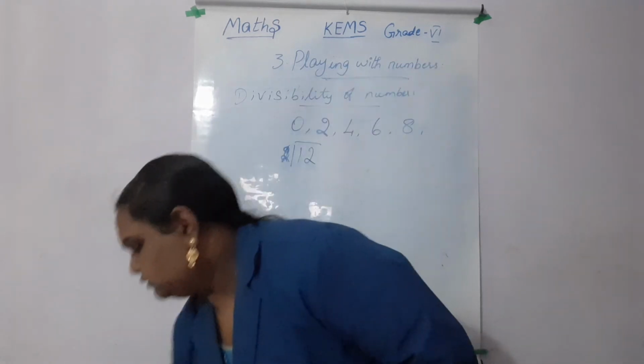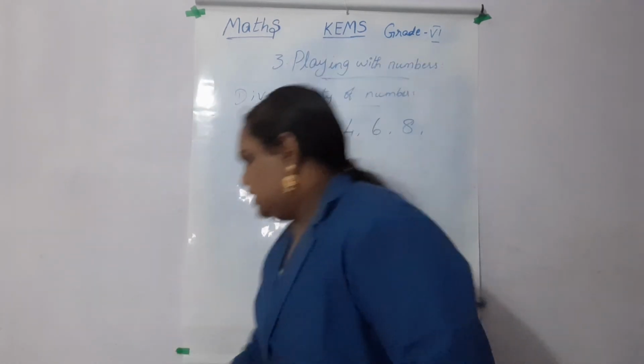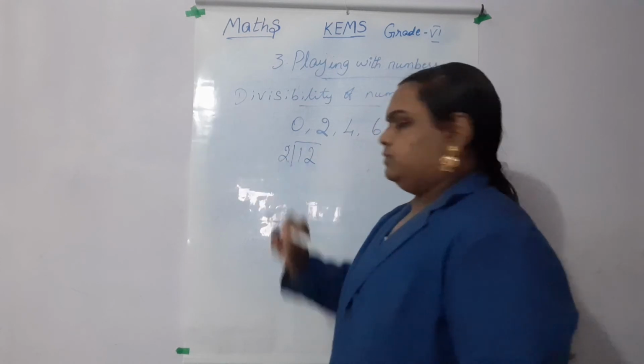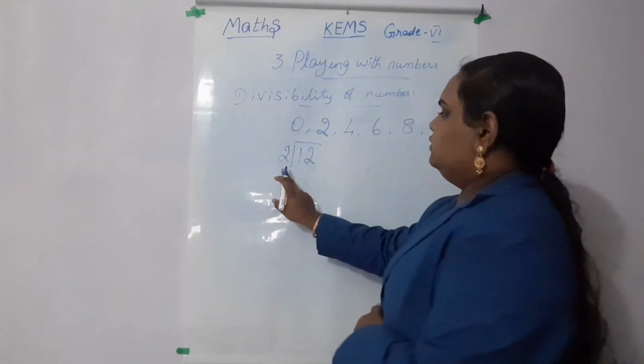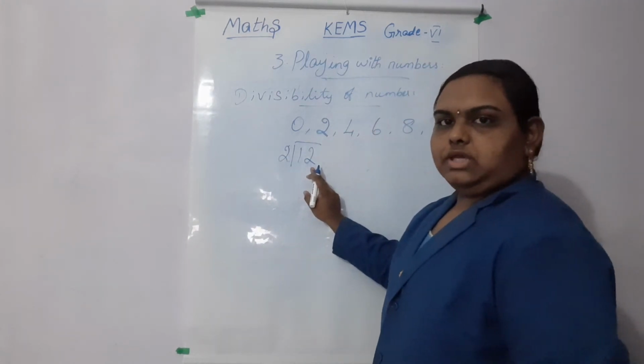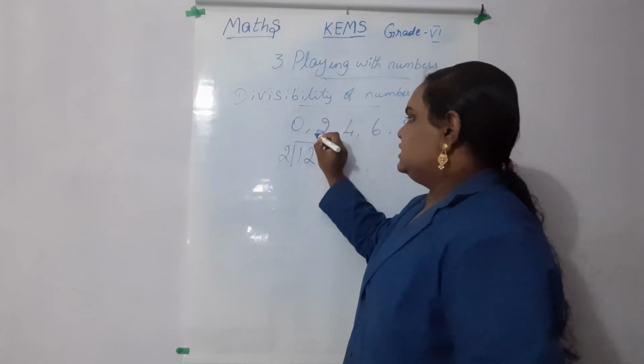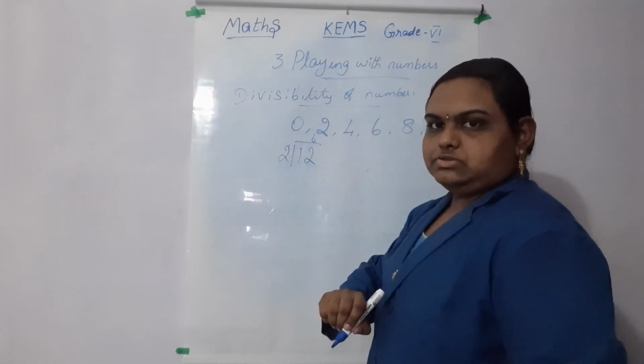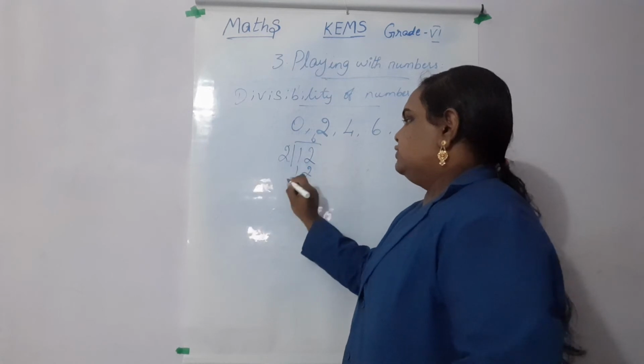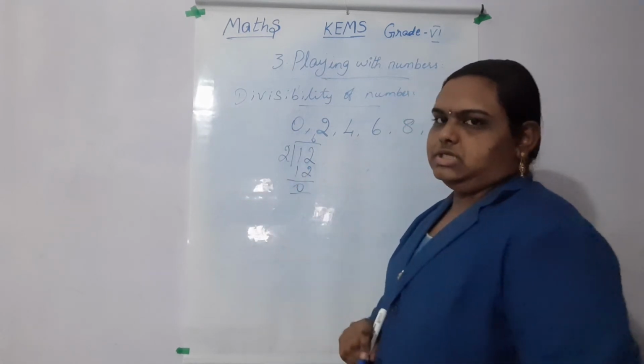Divisibility by 2. That we have to find. So, I am writing the number 2. Okay. So, 2. How can we get the answer? Yes, 6. So, 6 2s are 12. So, 12 minus 12 is equal to 0.